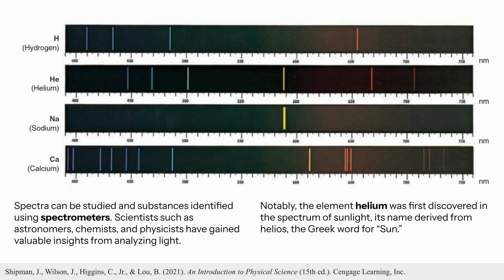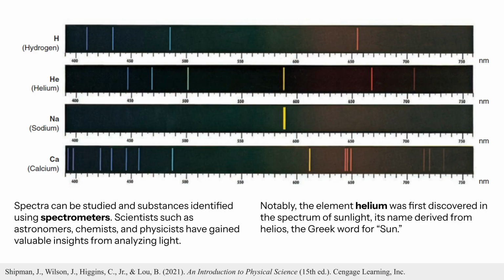When atoms emit or absorb light, they produce specific spectral lines based on their energy levels. Because each element has a unique arrangement of electrons, each one produces a distinct pattern of wavelengths. In the image, hydrogen, helium, sodium, and calcium each show different sets of colored lines across the visible spectrum. These patterns are studied using spectrometers, which separate light into its component wavelengths. Scientists use this technique in many fields, including astronomy, chemistry, and physics.